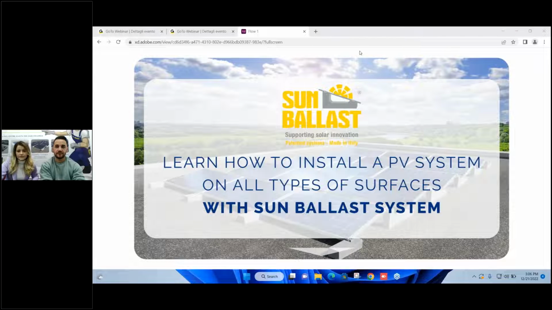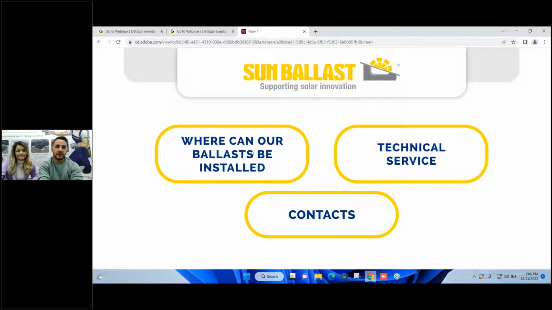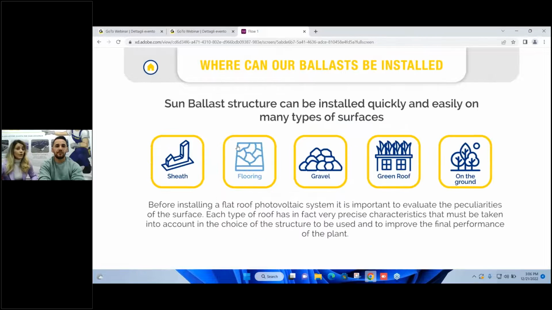I guess everybody can see our screen. Perfect. Let's proceed. We start with the first icon, which is where can our ballast be installed. Then we will talk about our technical office, our technical service, and below we will have the tech details. So, where can our ballast be installed? It's the biggest question of the year.